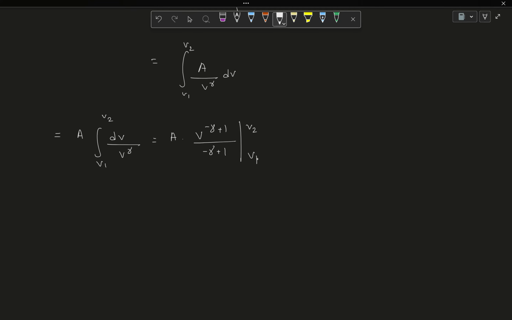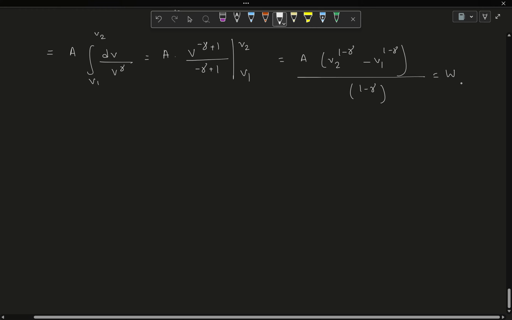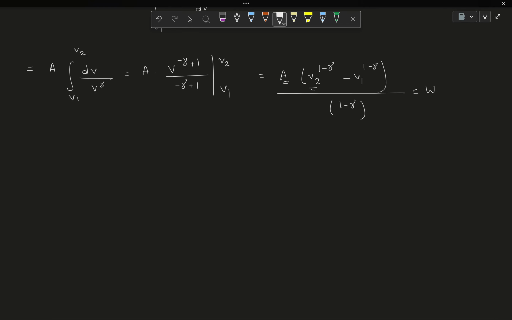This is A times V2 to the power 1 minus gamma minus V1 to the power 1 minus gamma, divided by 1 minus gamma. Okay, so this is the work done W. Now remember what information you have in the question. You have information about P1 and P2, but you have only V1, you do not have V2. So in this expression you do not know the value of V2. How do you calculate? Also you do not know the value of A. But you do know that A is nothing but the product PV to the power gamma.